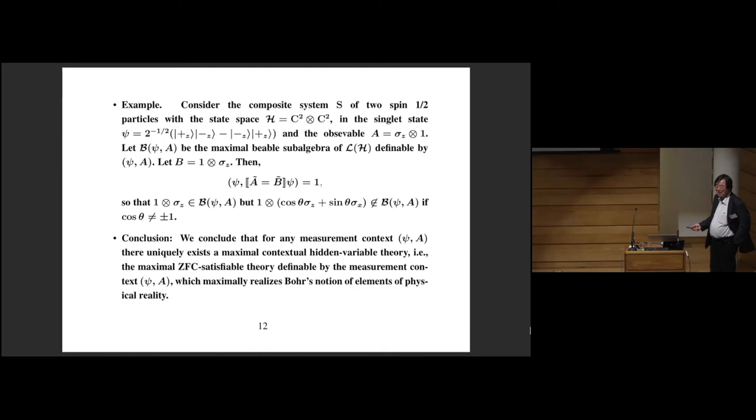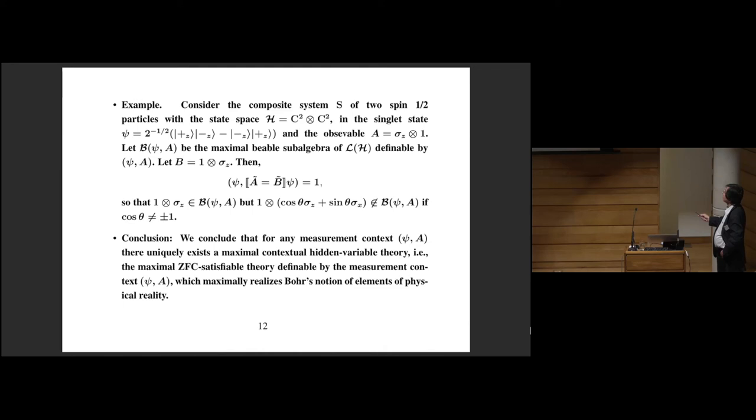Okay, the example I consider is the EPR pair, two qubits, and the state is a singlet state. The observable is sigma z tensor I. So in this measurement context, measuring sigma z tensor identity in the singlet state, we have the unique maximal behavior subalgebra definable by this measurement context. Then let B be identity tensor sigma z. According to the singlet state, this has a minus sign. Then those two are perfectly correlated.